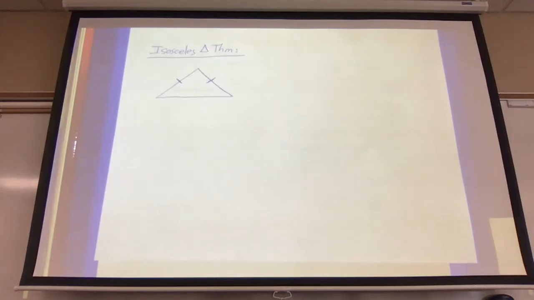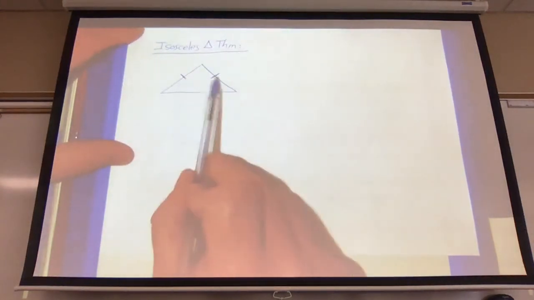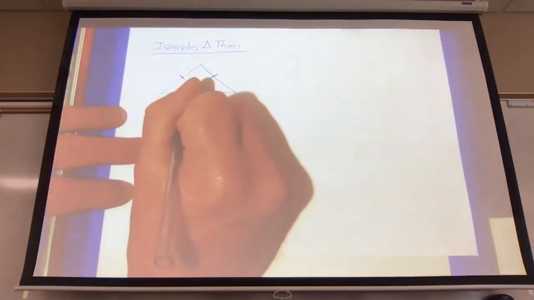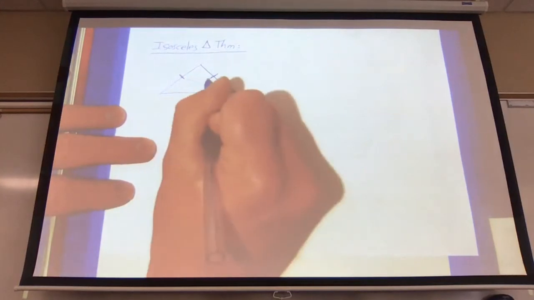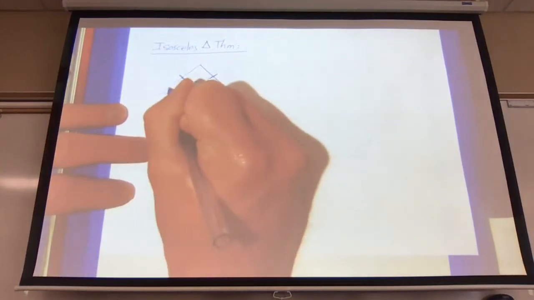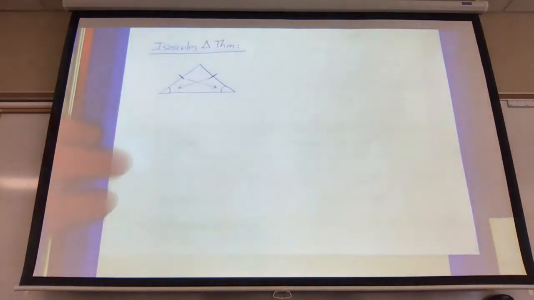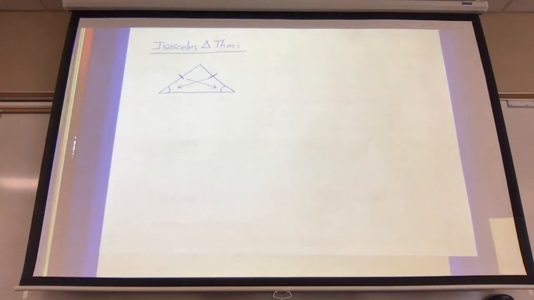Here's what the isosceles triangle theorem says in words. It says if two sides of a triangle are congruent, then the angles opposite those sides are congruent also. So in our picture here, we have these two sides congruent to each other. And what this allows us to do is go across to the opposite angles and say that they're congruent to each other. That's your isosceles triangle theorem.